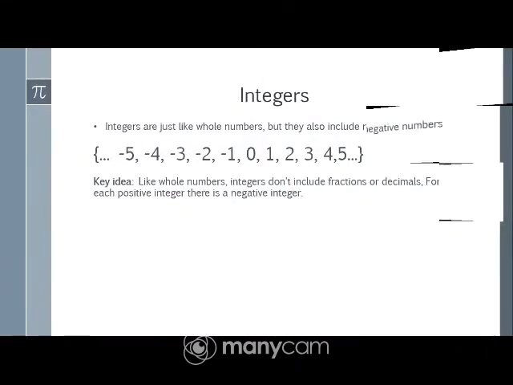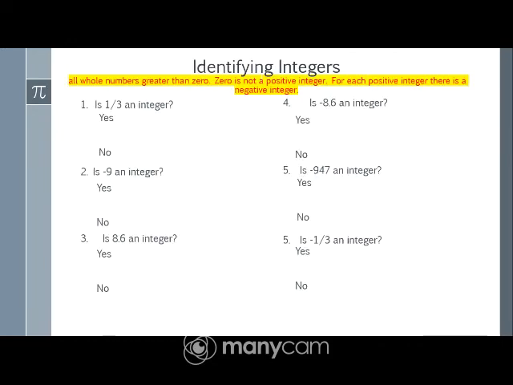Alright, let's look at the integers. Integers are just like whole numbers, but they can also include negative numbers. For instance, -5, -4, -3, -2, -1, 0, 1, 2, 3, 4, 5 are all integers. Like whole numbers, integers do not include fractions or decimals. For each positive integer, there is a negative integer. That is very important. Let's say it again: for each positive integer, there is a negative integer.